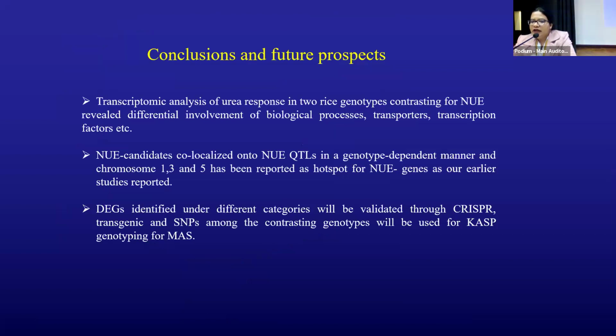All the transcriptome analysis shows the genotype-specific expression of all the genes, DEGs. Most important genes are present on chromosomes 1, 3, and 5. So these are the most important hotspots.